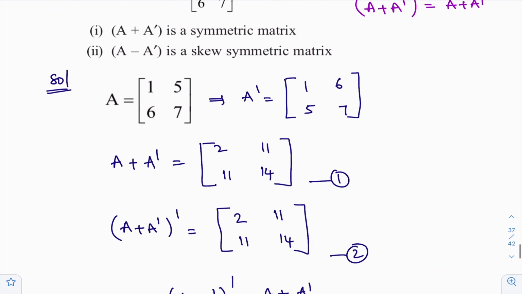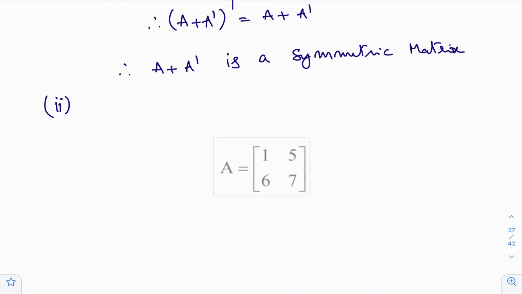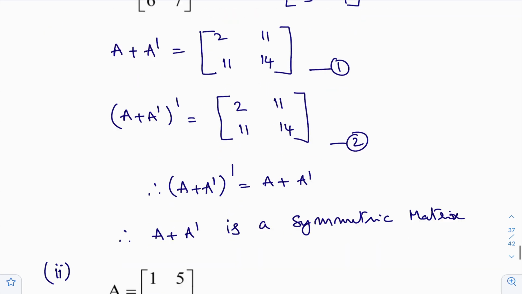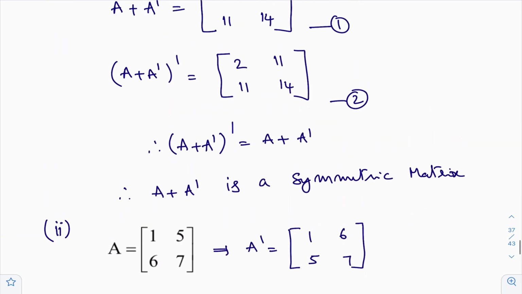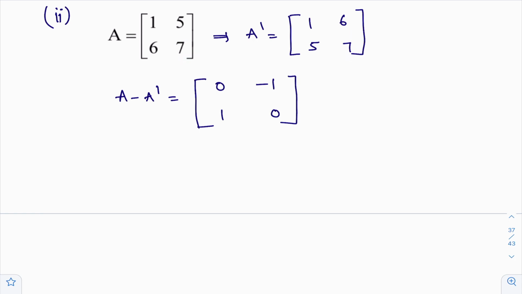So here, what I need is A dash. You know how to calculate A dash, copy this, from A we can calculate A dash. I need to calculate A minus A dash. Okay, I'll calculate A minus A dash now. Matrix A is there, matrix A dash is there. Subtract the corresponding elements. 1 minus 1, 0. 5 minus 6, minus 1. Okay, 6 minus 5, 1. Okay, 7 minus 7, 0. Okay, this is A minus A dash.